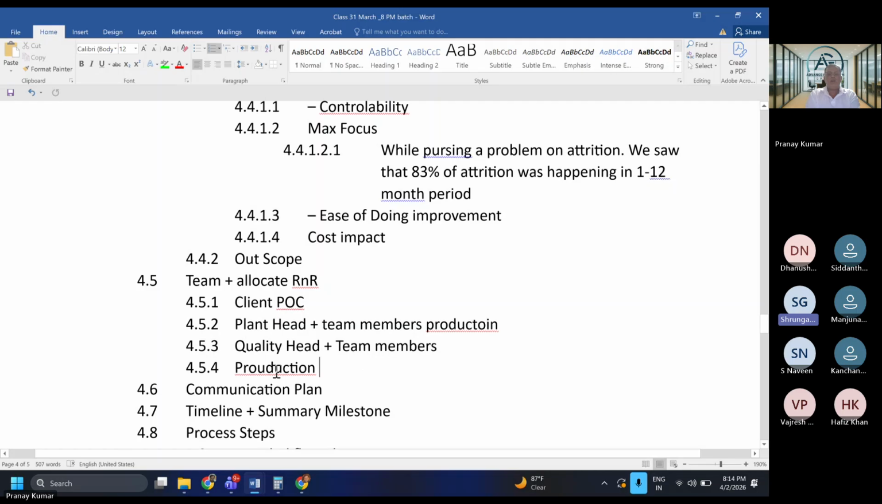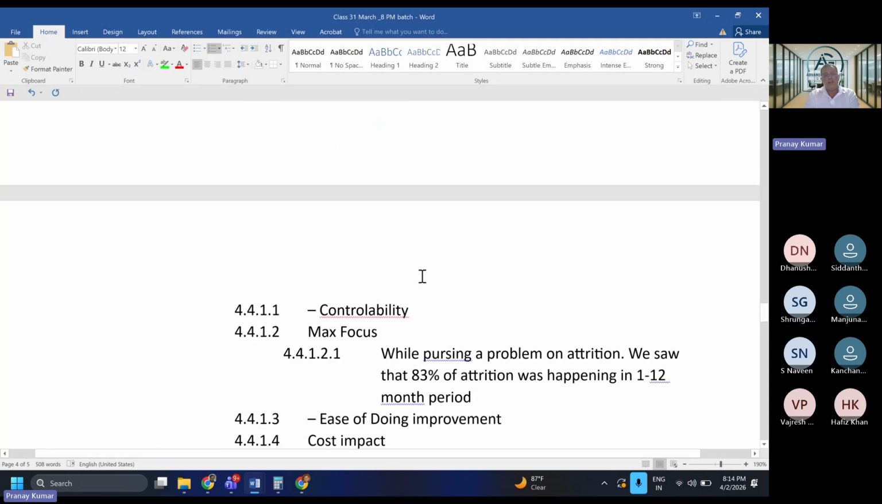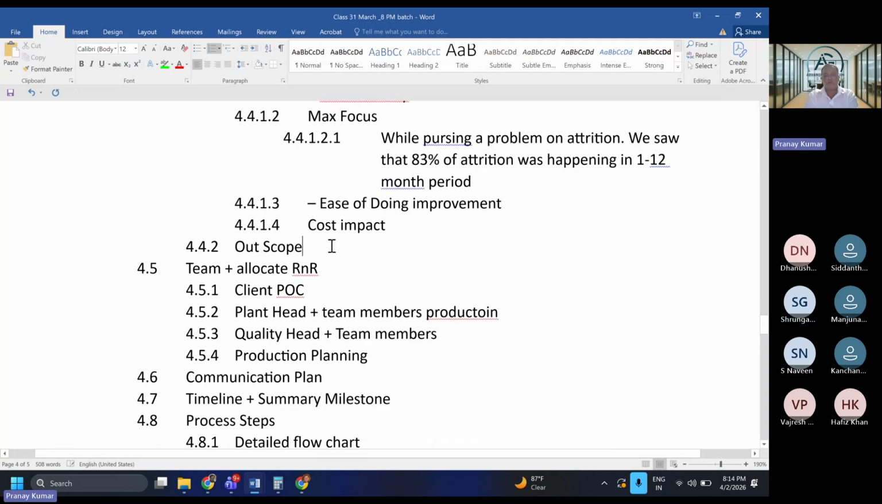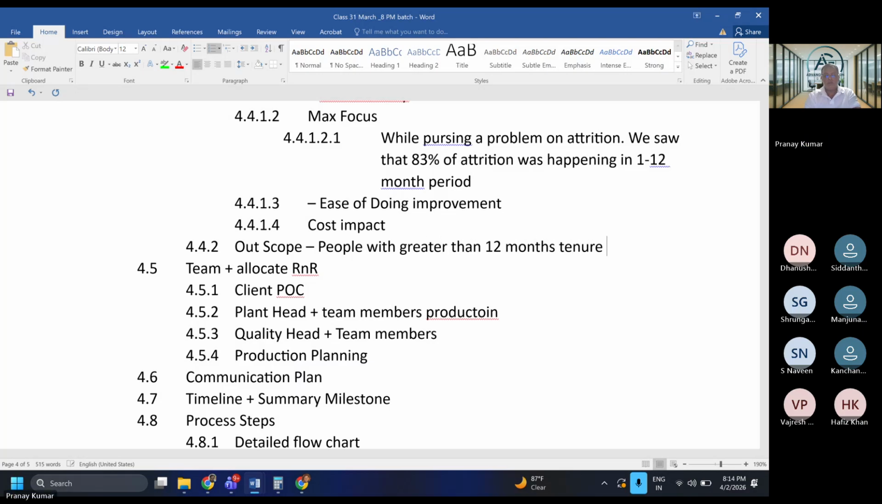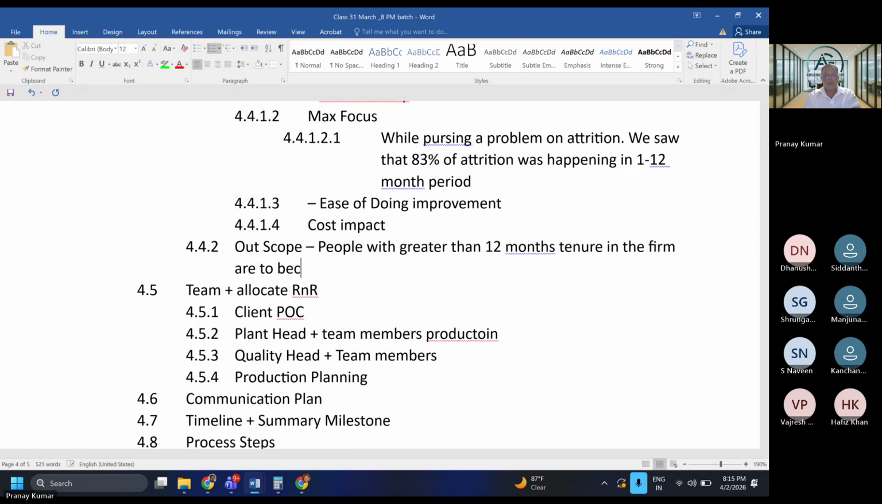Yes, sir. Sir, how exactly can we list the out of scope? So if you define the in scope, just write the negative tone for the same. In the attrition project, I'm saying people with greater than 12 months tenure in the firm are to be considered out of scope. Everyone with me?